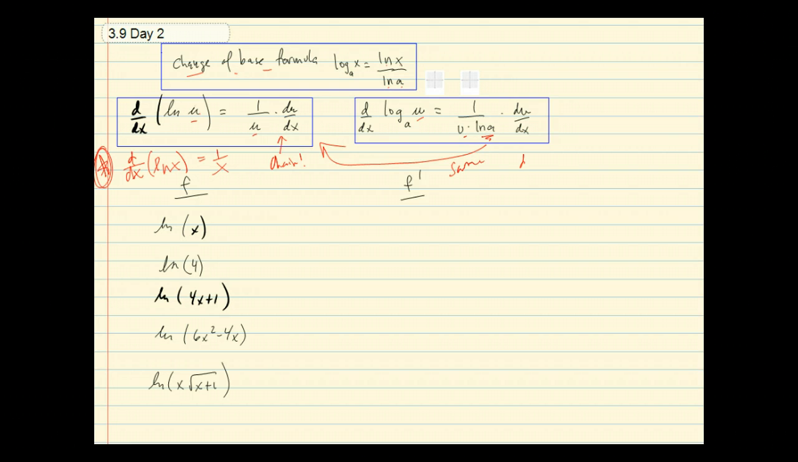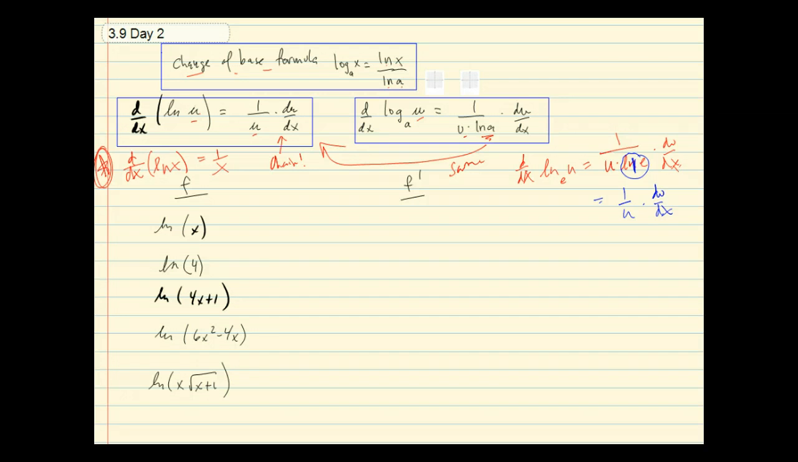When you take the derivative of the natural log of u, what's the base of the natural log? Oh yeah, it's base e. We just don't bother to write it. So using this same rule, we would get 1 over u times the natural log of the base, which is e, and then times du dx. But what's the natural log of e? Oh yeah, that's just 1. So we don't need to write that. We just get 1 over u times du dx. So really it's only one rule.